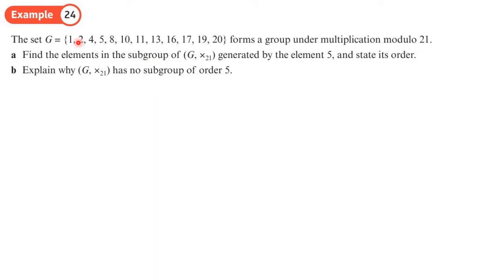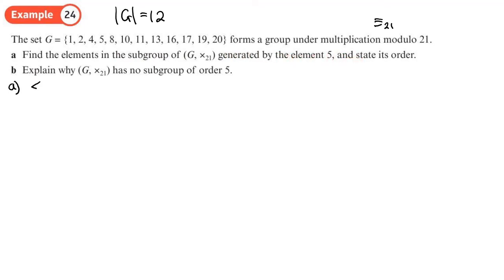Okay, so we've got this group G here that's got 1, 2, 3, 4, 5, 6, 7, 8, 10, 11, 12 elements in it. So the order of G is 12. That might be useful. And it forms a group under multiplication modulo 21. Okay, so when we work out our answers, we'll write this down. So part A: find the elements of the subgroup generated by the element 5 and state its order.